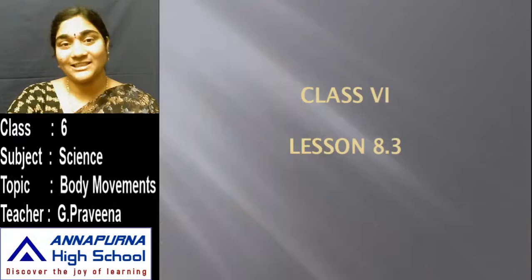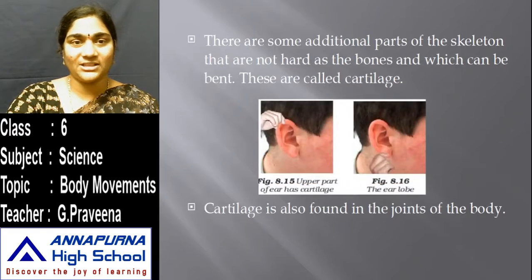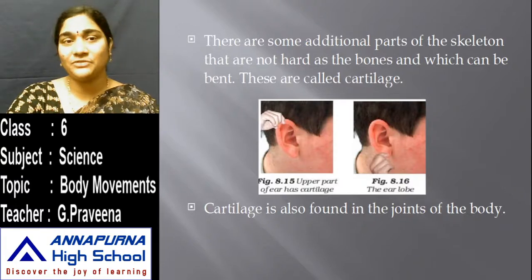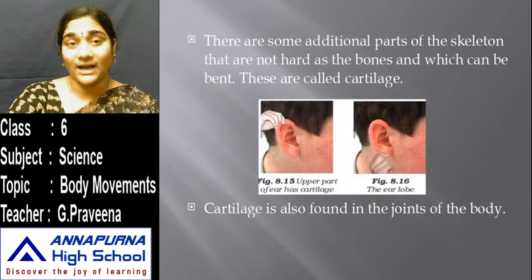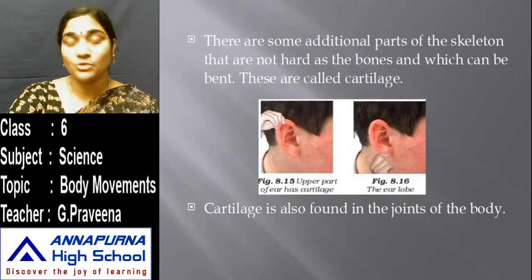In the last video, you have learned about the different types of joints. And in this video, you're going to learn the gait of animals. How do animals move? And before that, let us see some parts of our body which just look like a bone, but they are not bone. So what are they? Here in the picture, there are some additional parts of the skeleton that are not as hard as the bones and which can be bent. What are these called? They are called cartilage.